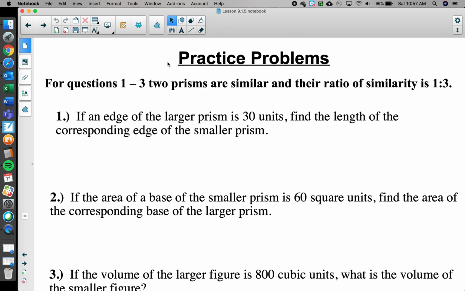Then if you get into the practice problems for today, what I want you to notice on these first 3 problems is our ratio of similarity, or our zoom factor, is 1 to 3, or 3 to 1 if you go from bigger to smaller. Okay, so when they say the edge of the larger prism is 30 units, they're talking about just a length, so that's kind of talking about zoom factor. And then when it says find the length of a corresponding edge, we're just using the zoom factor. Okay.